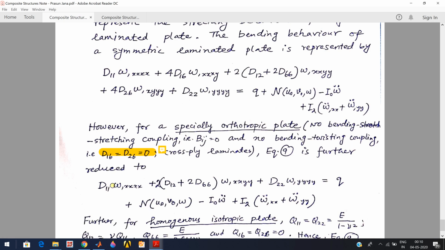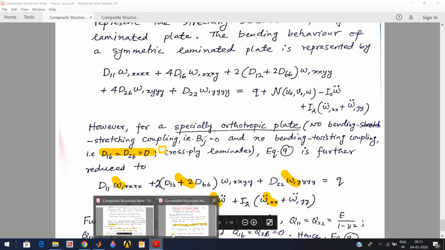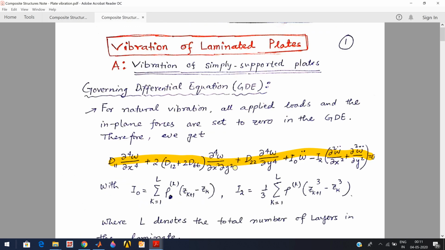So then we will have 1, 2, 3, 4 and 5. So these 5 terms will be there in the governing differential equation for the transverse natural vibration of spatially orthotropic plates, which is written here.